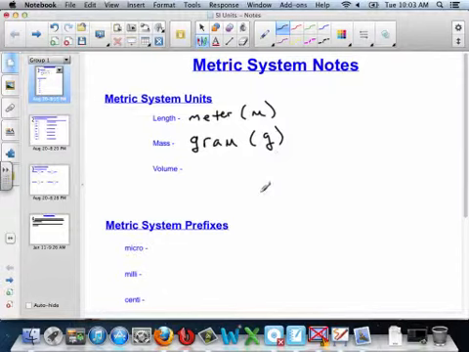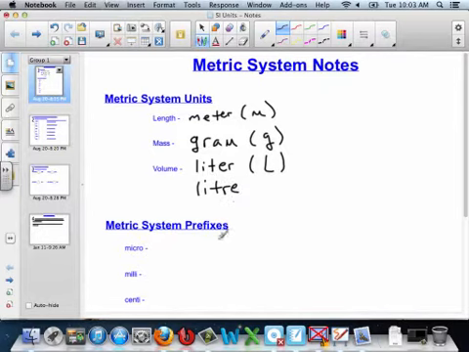And what about volume? I think it might be liters. What do you guys think? We represent liters with a capital L. And if you're from across the pond, you don't write it that way. You get dyslexic and put the R before the E. They're crazy.